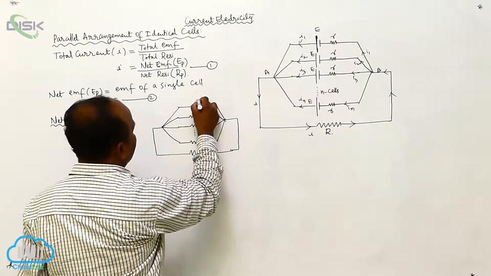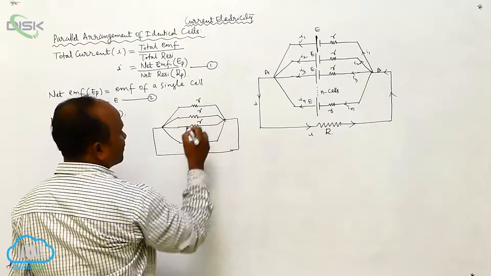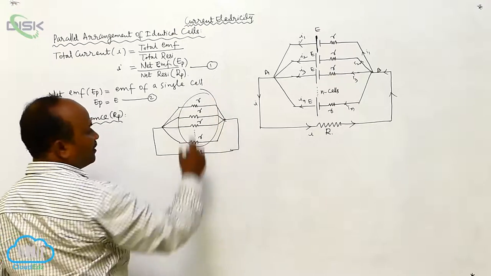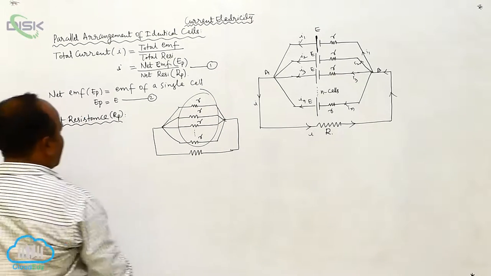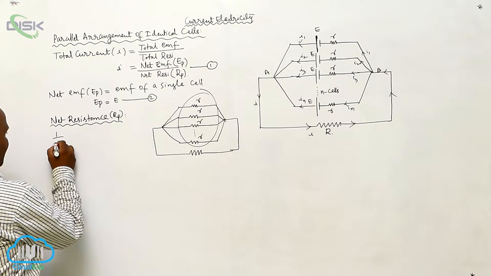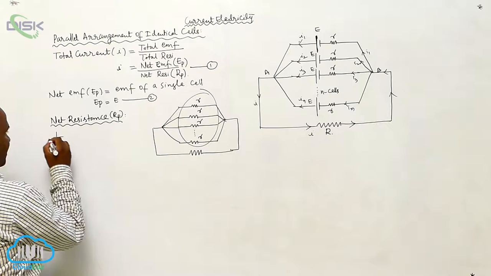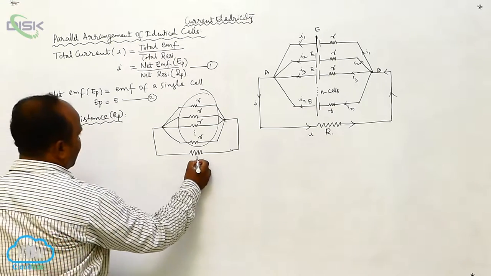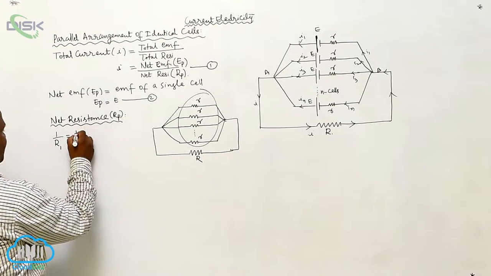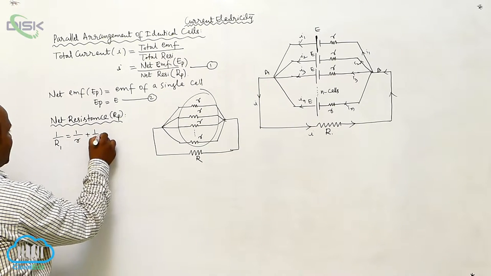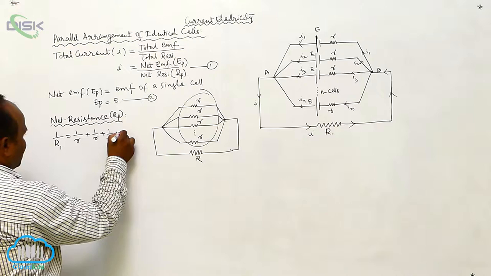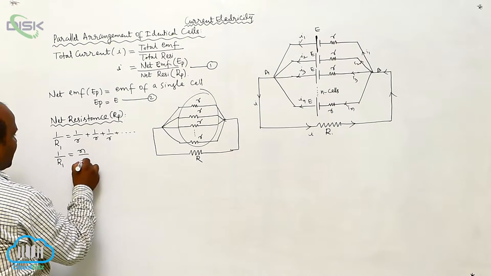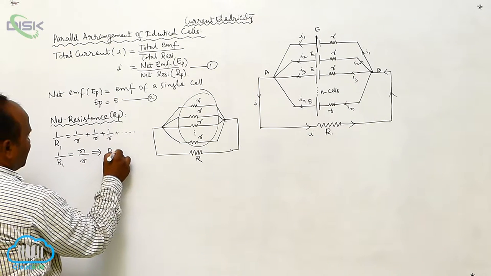Now what is this one? Small r, small r, small r, small r. These are connected in parallel. Now according to the parallel formula, 1 by R1 is equal to 1 by small r plus 1 by small r plus 1 by small r, and so on. 1 by R1 is equal to N by r. That equals R1 is equal to r by N.